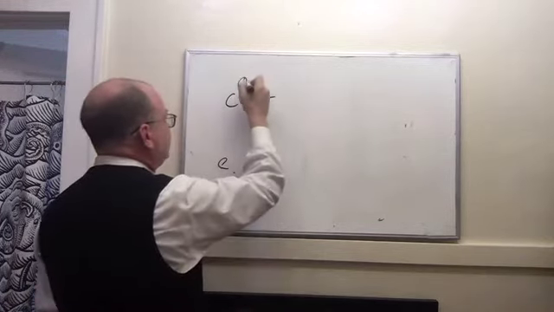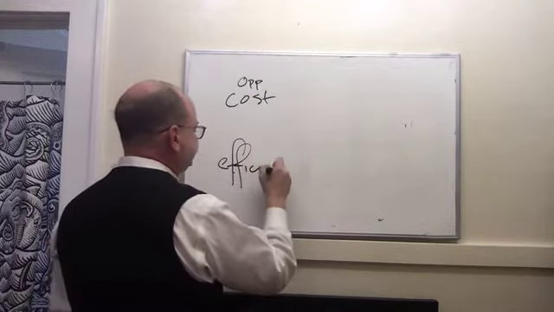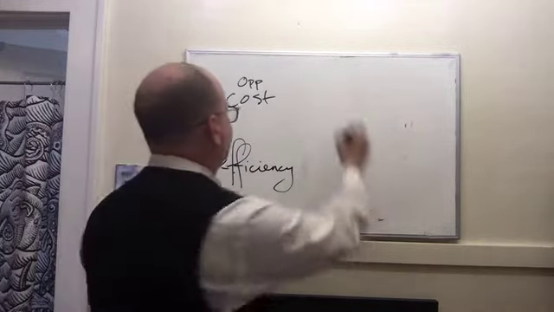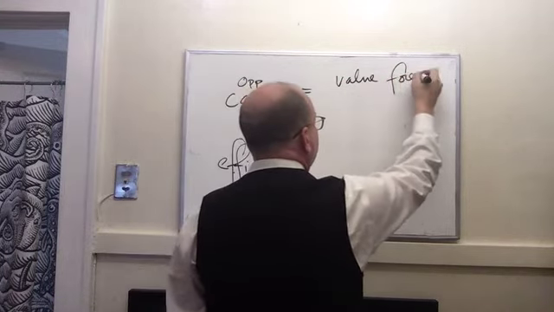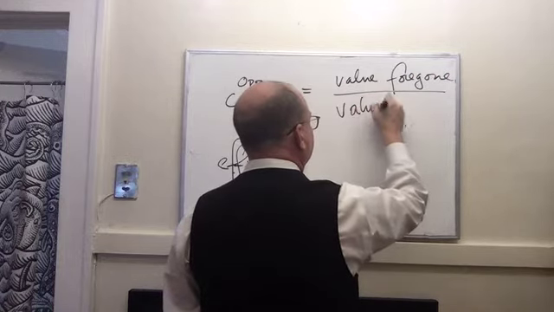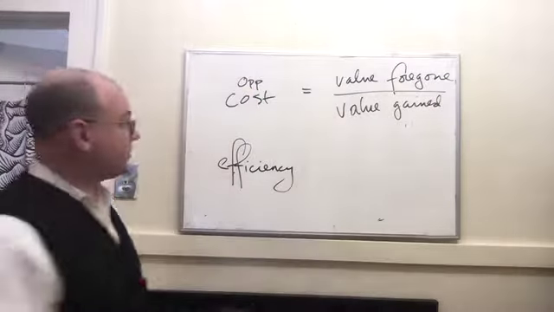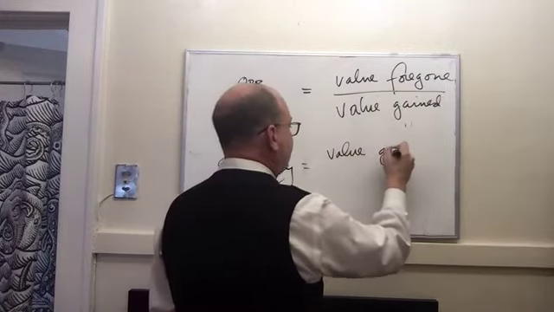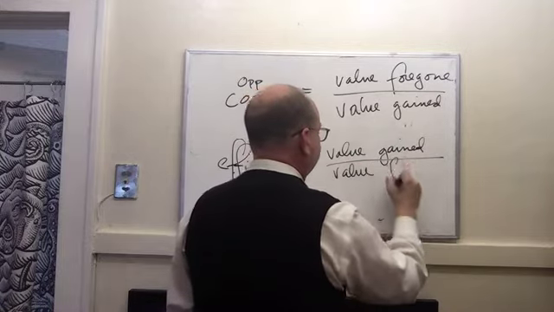And again, this is in terms of opportunities versus efficiency. These actually turn out to be the inverse. This here would be the value that you give up per unit of value gained. On the other hand, efficiency is going to be the value gained per unit of value that you give up.